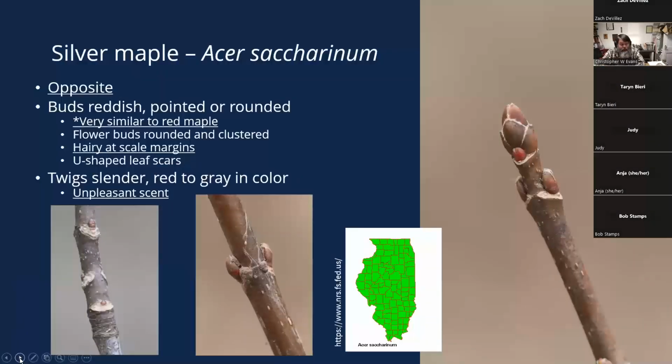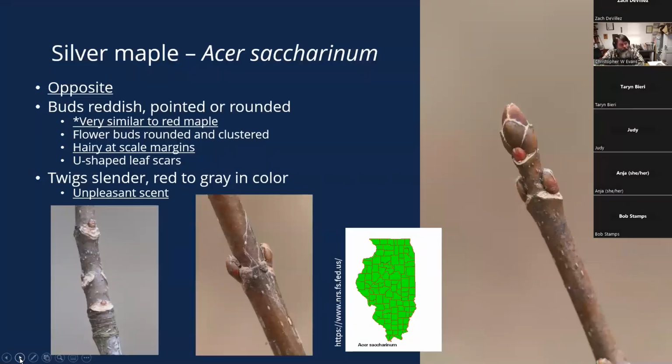Now, silver maple is one where, when they are young, it can actually be very difficult at times to tell a young silver maple from a young red maple. Their buds look very similar, their twigs look very similar, even their bark when they're younger looks very similar. But as it ages, it becomes easier and easier.